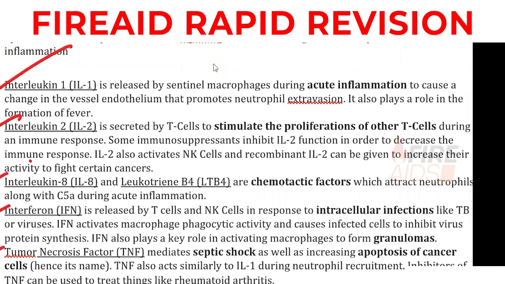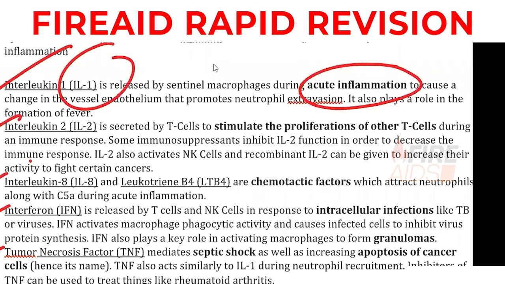Interleukin 1, we saw yesterday, is for acute inflammation or fever. Interleukin 2 stimulates proliferation of other T cells. That's the point you need to remember. They also activate natural killer cells.